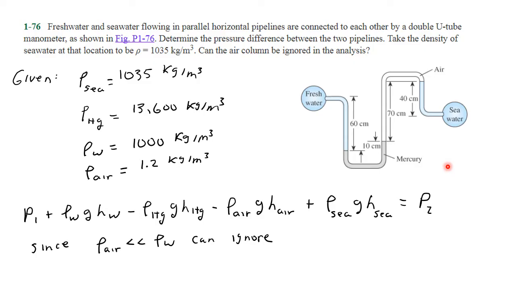Take the density of seawater in the manometer to be 1,035 kilograms per cubic meter. Can the air column be ignored in this analysis?